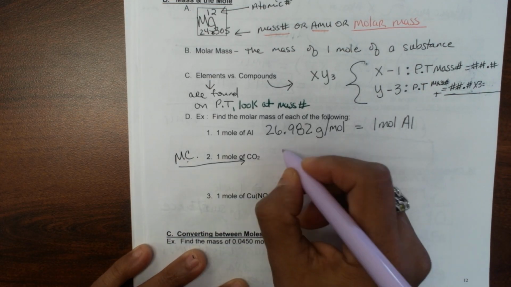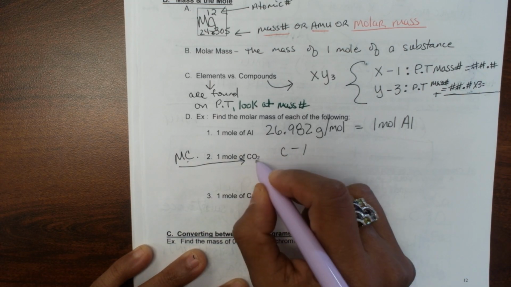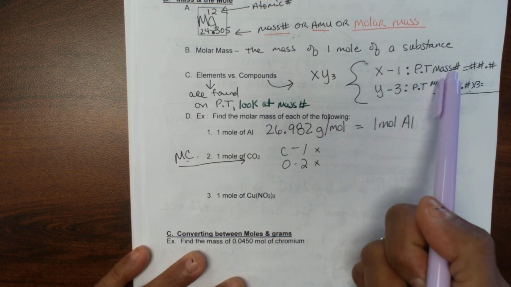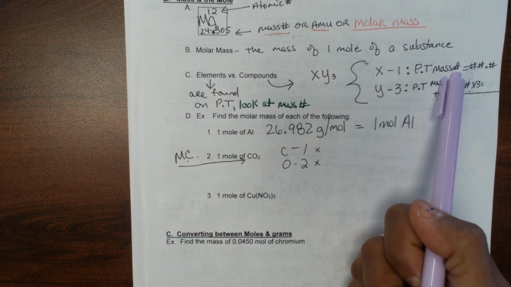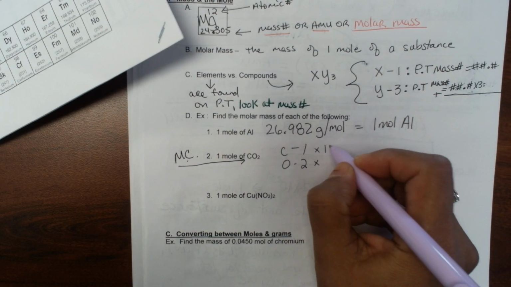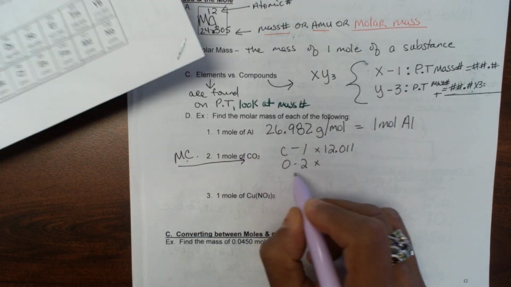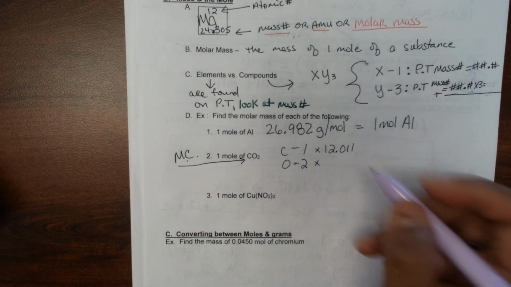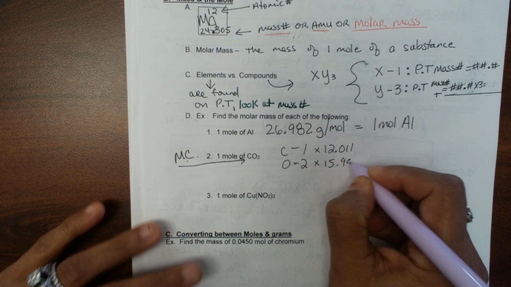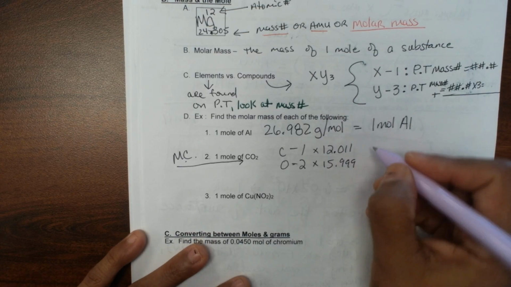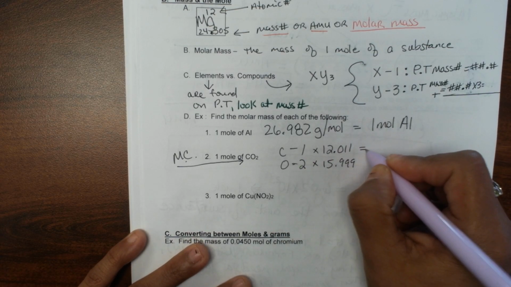How many carbon atoms? 1. How many oxygens? 2. I'm going to multiply it by the mass number from the periodic table. Come over here to carbon, which is a nonmetal. Mass number is 12.011. Oxygen is 15.999. You could absolutely say 16, I don't blame you. We're going to go ahead and multiply it together.